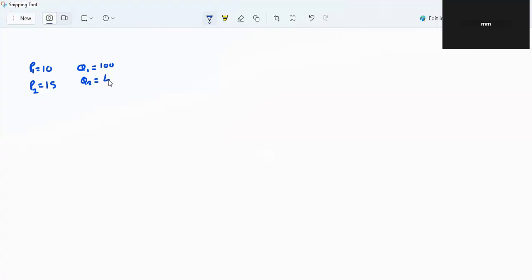40 units. So what is the elasticity of demand? So elasticity of demand is given by what? Percentage change in quantity demanded. So percentage change is Q2 minus Q1 over Q1 times 100. That's the percentage change in quantity. The same percentage change in what, price? P2 minus P1 over P1 times 100.